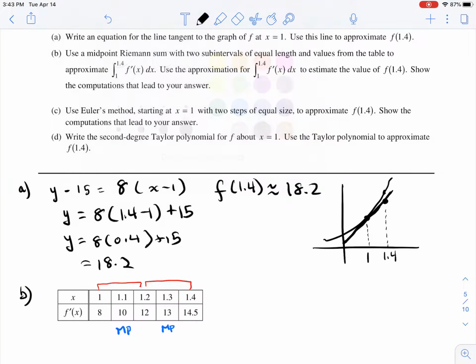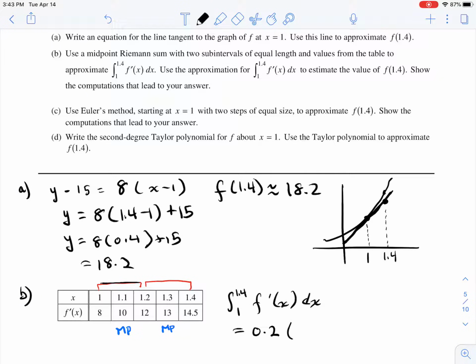So with that, we can just go ahead and say, all right, the integral from 1 to 1.4 of f prime of x dx would be equal to our width, which is 0.2, right? That's our width, that's this region right over here, times our height of our midpoint, which would be 10.